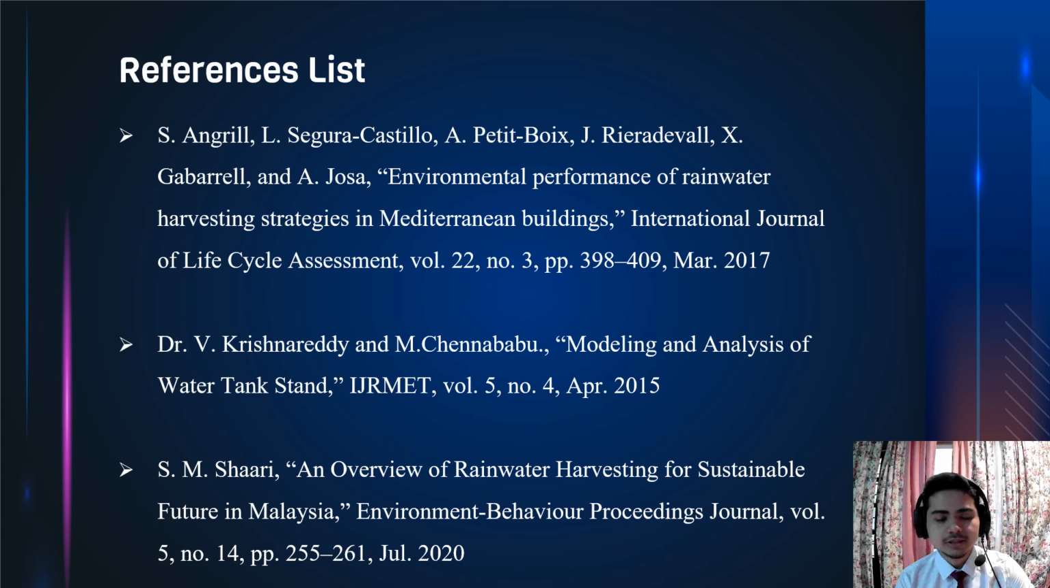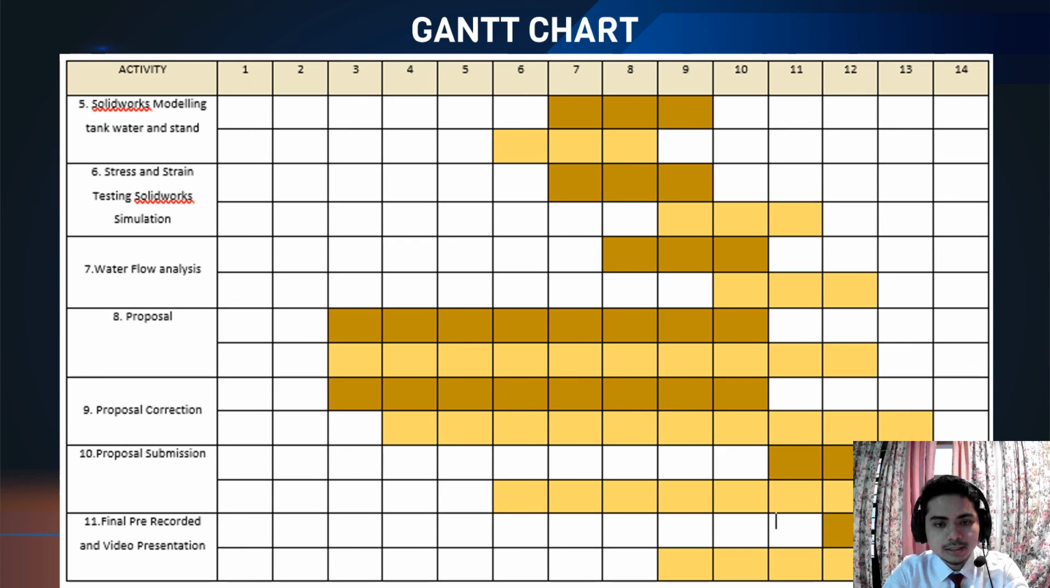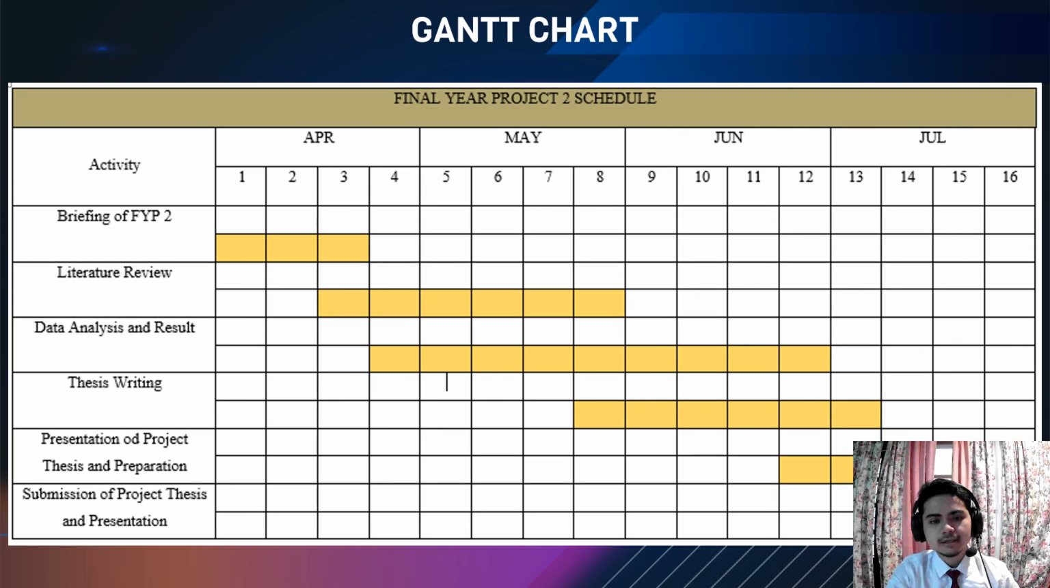Okay, these are journal articles that I chose as references in my literature review. As we can see here, this is my Gantt chart throughout 14 weeks for final year project 1. The brown color represents actual progress, while the peach color represents planning. This Gantt chart consists of all my activities and their timeline. And here is the Gantt chart for final year project 2 planning activities.